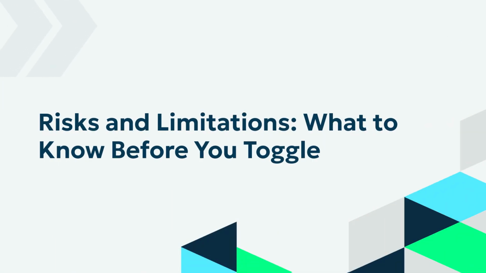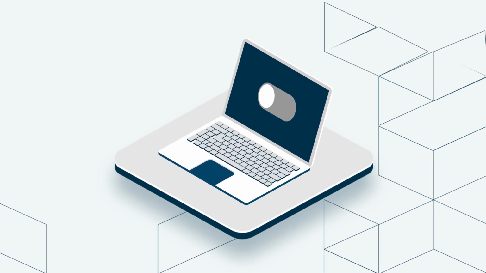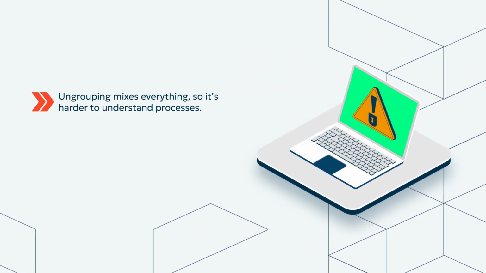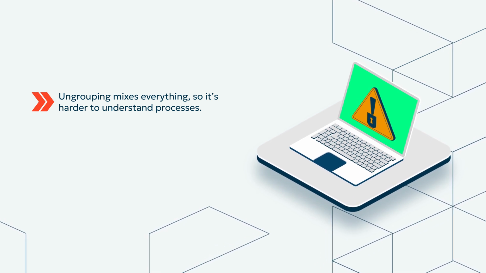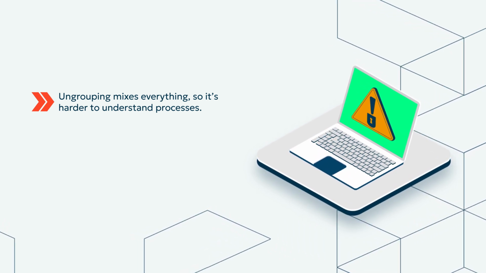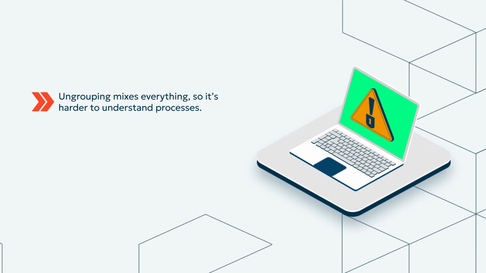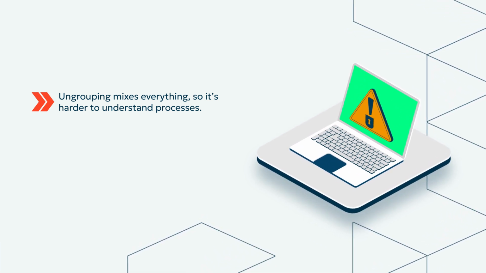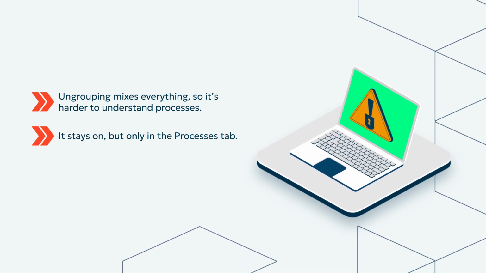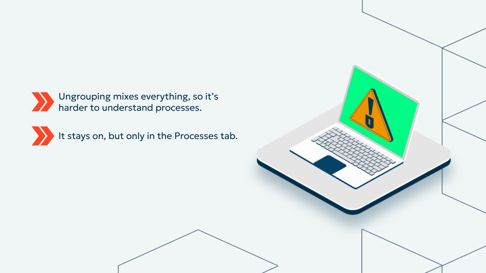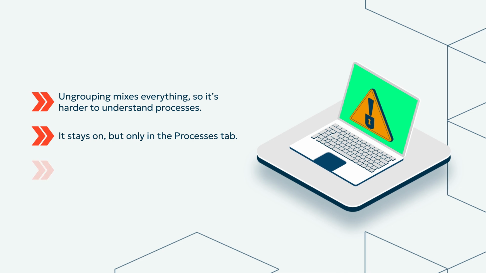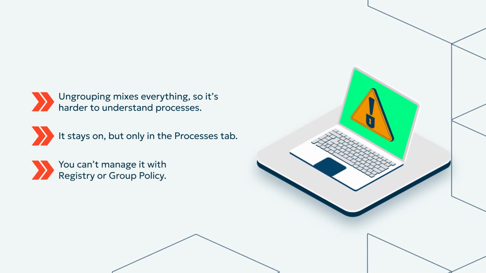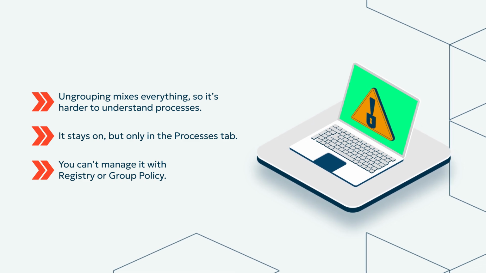Risks and limitations. What to know before you toggle. While the change is reversible, be aware of a few risks. Ungrouping can lead to misidentifying process contexts, as system services and background tasks may appear mixed with user-launched apps. This inconsistency can also slow down remote troubleshooting if IT teams expect the default view. Also, note that this setting is persistent across Task Manager sessions, but it only applies to the Processes tab. Remember, there is no direct support for managing or enforcing this setting via the Windows Registry or Group Policy object.